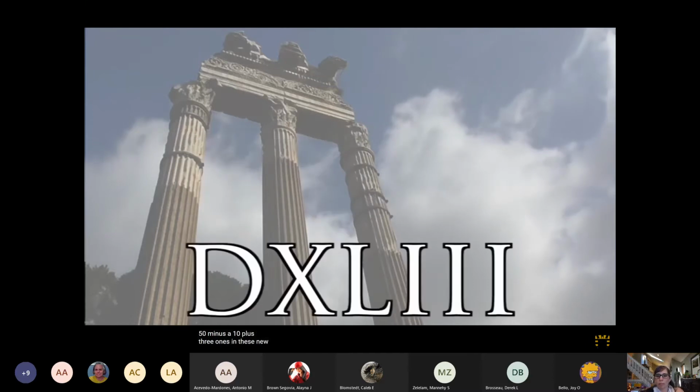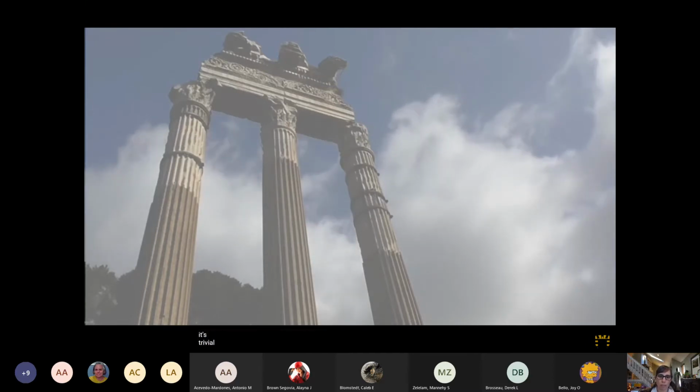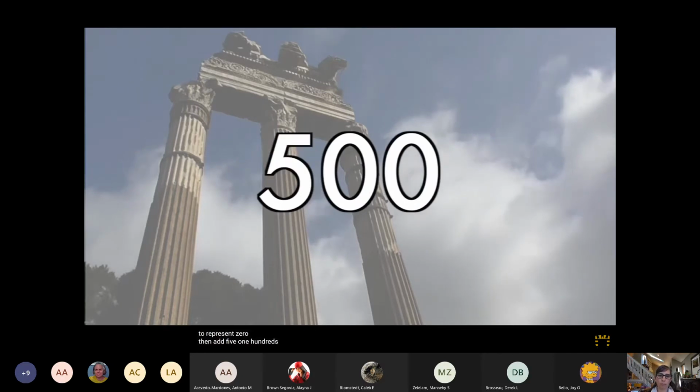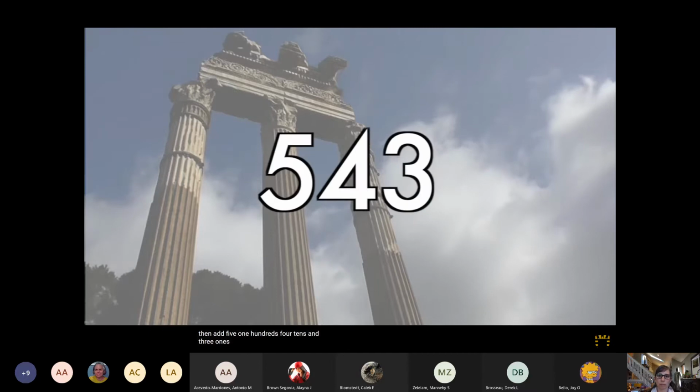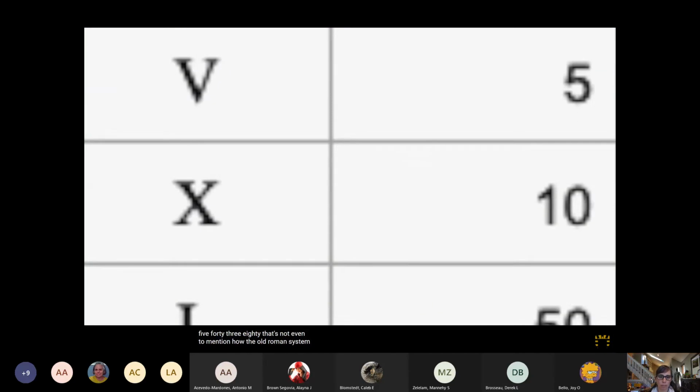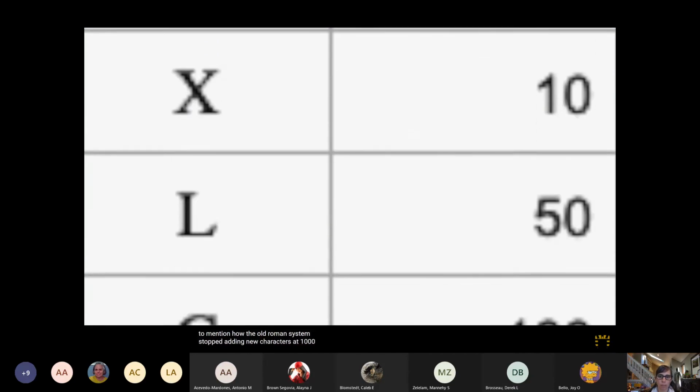In these new numerals, however, it's trivial. Just set up the number of orders of magnitude that you need, with the help of that very useful number to represent 0, then add 5 100s, 4 10s, and 3 1s. 543 AD.